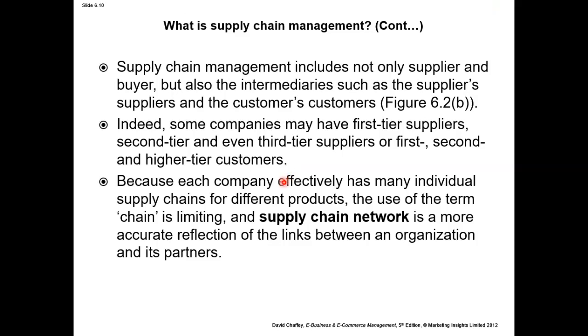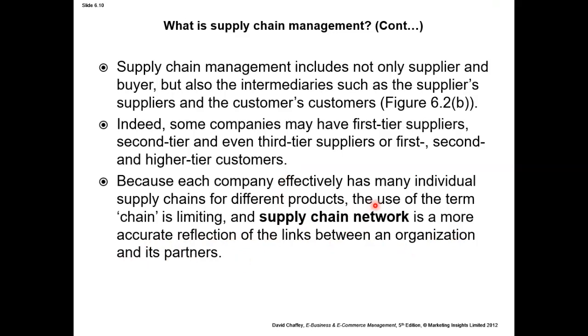Then the next point says, because each company effectively has many individual supply chains for different products, the use of the term chain is limiting, and supply chain network is a more accurate reflection of the links between an organization and its partners. So when you take a single company, it manages more than one supply chain in the real context.